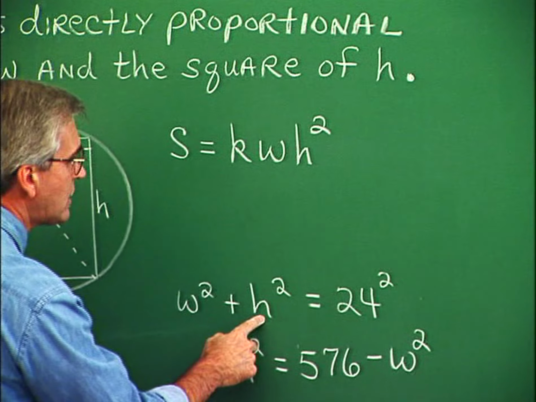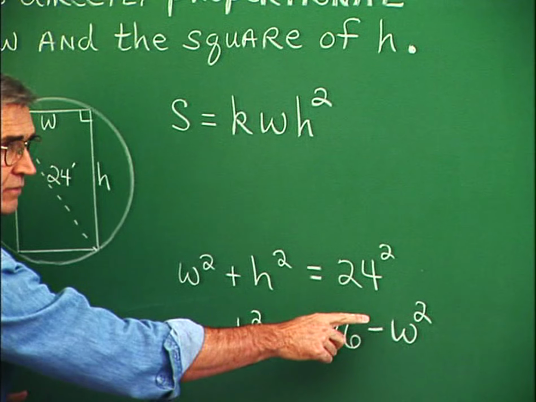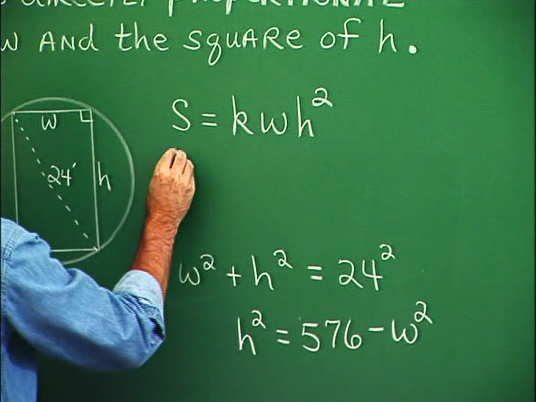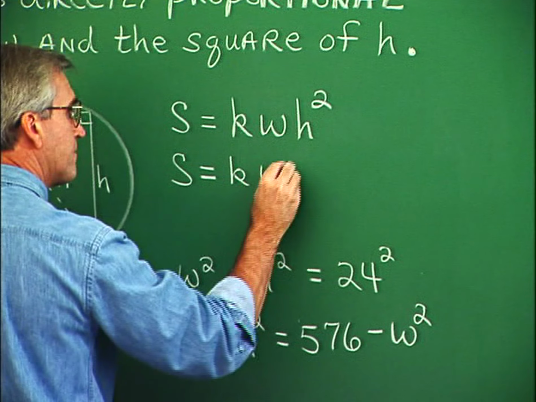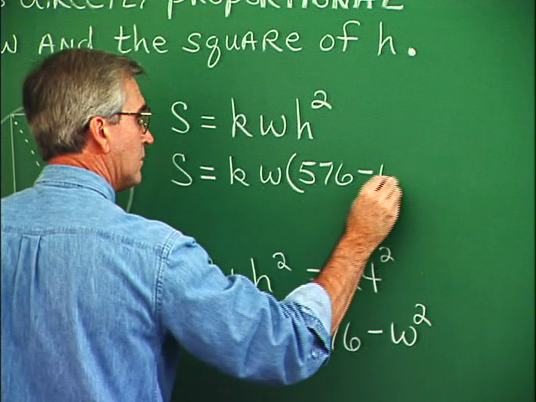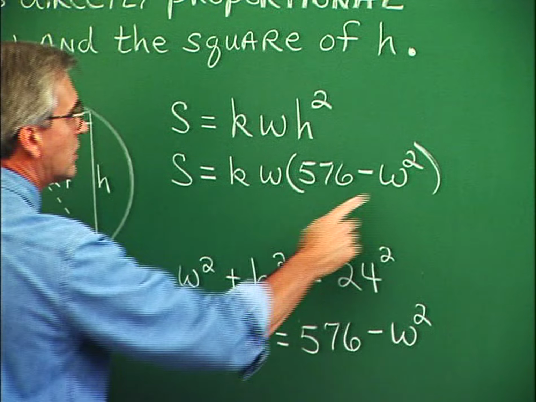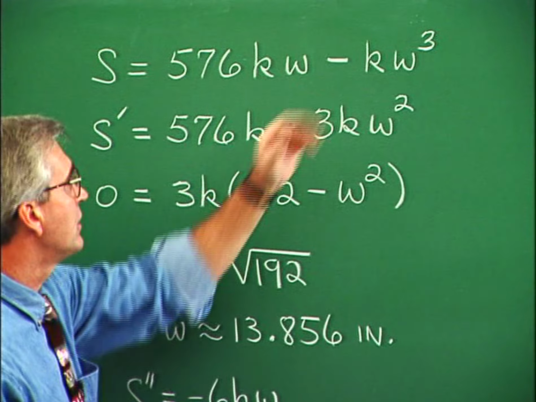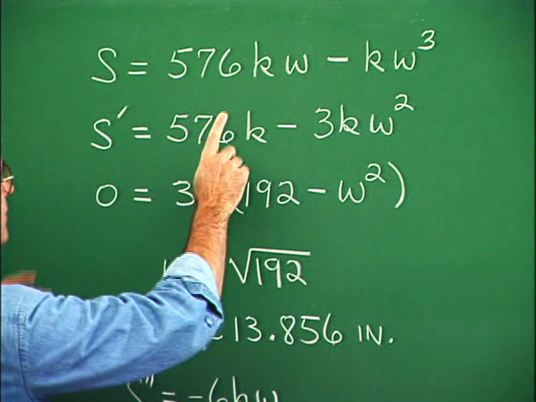If we solve this for h squared, we would have, 24 squared is 576, and subtracting w squared on both sides, we get this. So h squared is replaced with this binomial. So now our function is this. And multiplying kw times each of these terms, we get S to be 576kw minus kw cubed. And now we want to find the derivative, and the derivative is this.